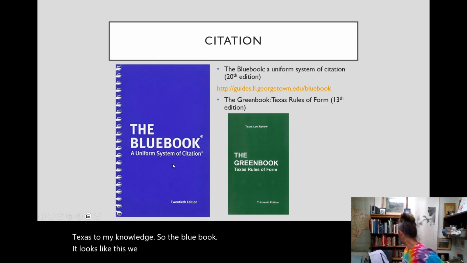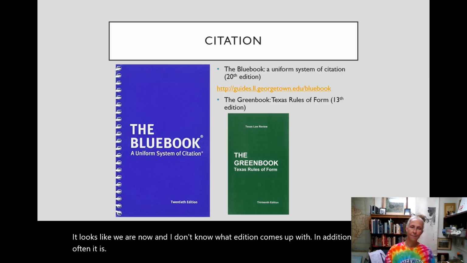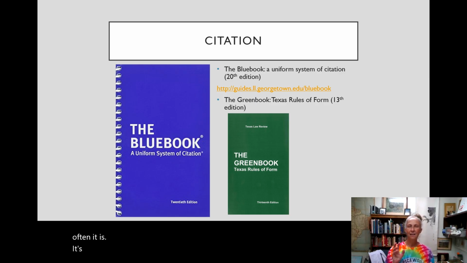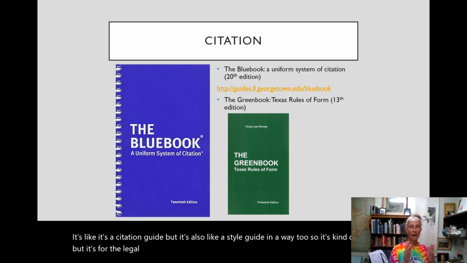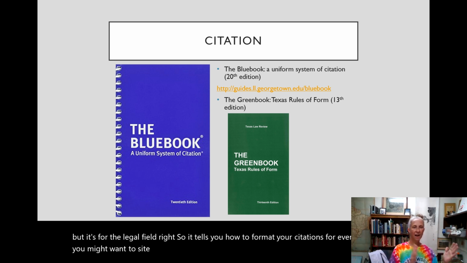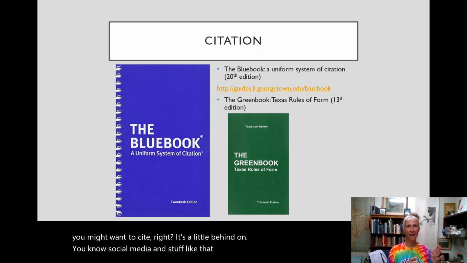We are now in, I don't know what edition. It comes up with an edition every so often. It's a citation guide, but it's also like a style guide in a way too. So it's kind of like APA, but it's for the legal field, right? So it tells you how to format your citations for anything you might want to cite, right? It's a little behind on social media and stuff like that. They may have that in there now, but that's why it gets updated.